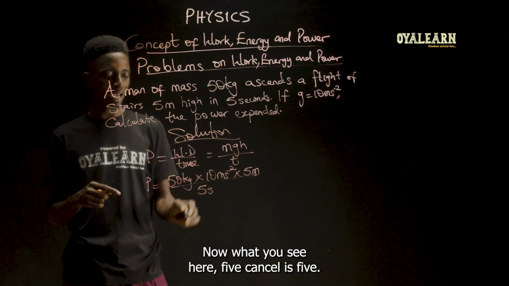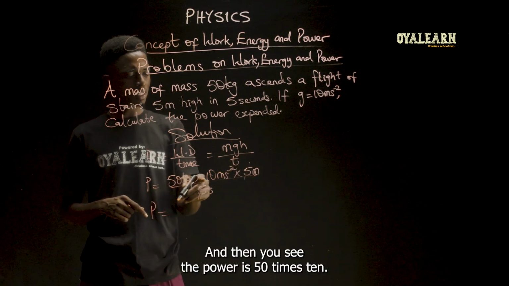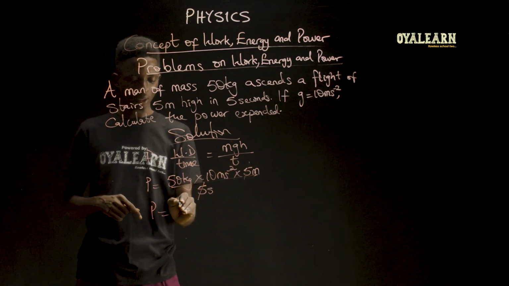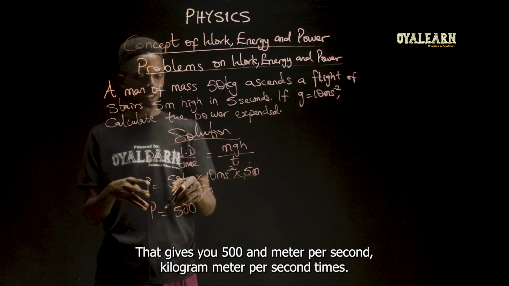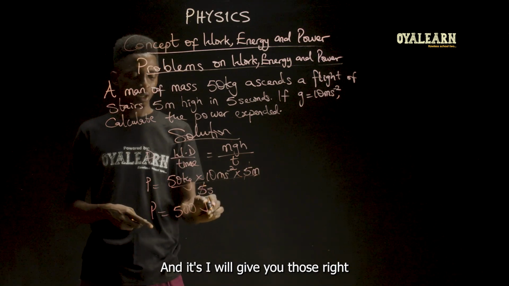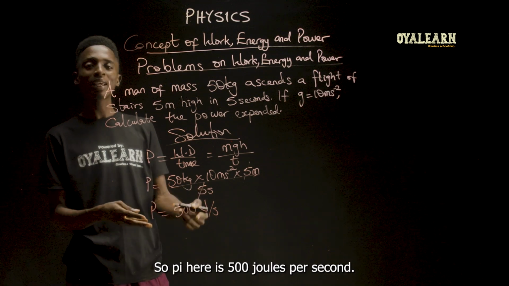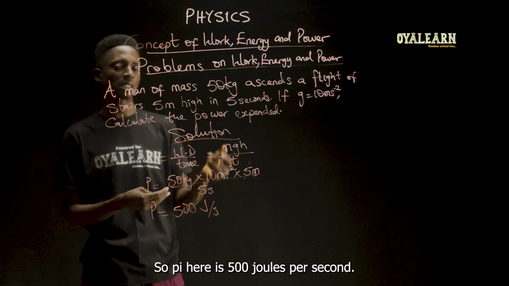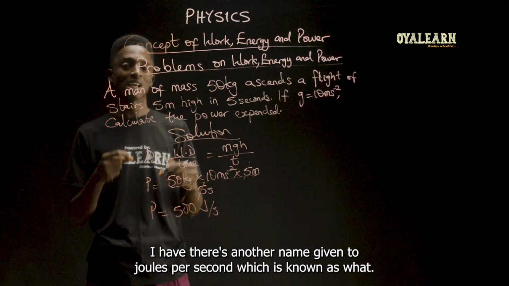Now what you see here, 5 cancels 5, and then you see the power is 50 times 10, that gives you 500. And kilogram meter per second squared times meter will give you joules, right? Per second, because we still have seconds down here. So power here is 500 joules per second. However, there's another name given to joules per second, which is known as watt.